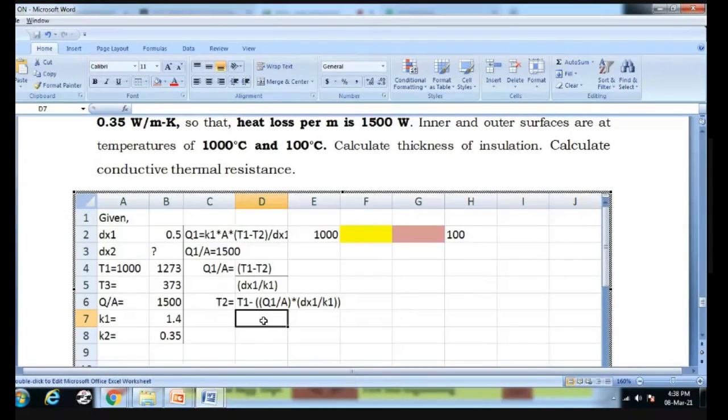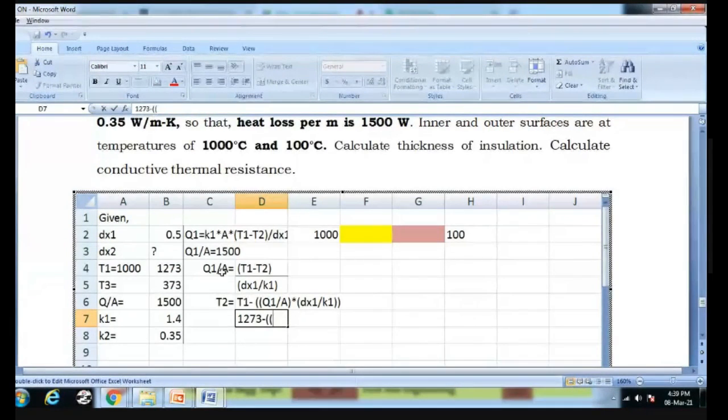What is T1? It is 1000. Do you not take anything in Kelvin? Yes, you will take in Kelvin, right? So 1273 minus this product.